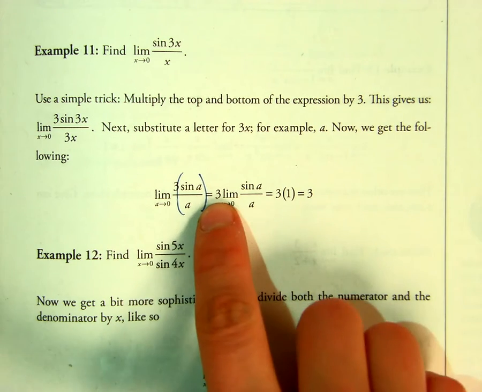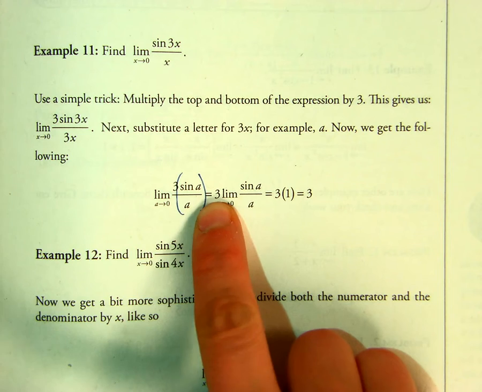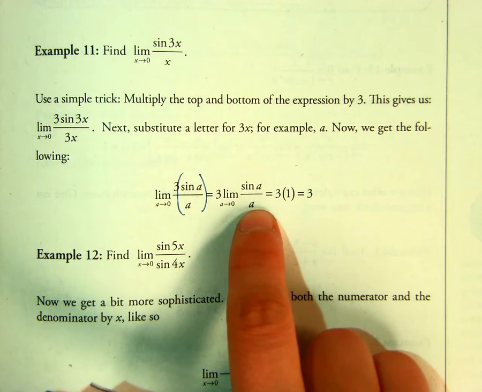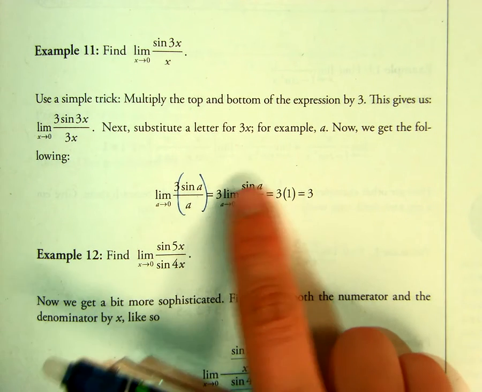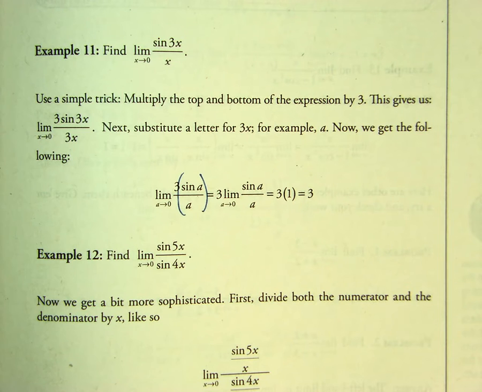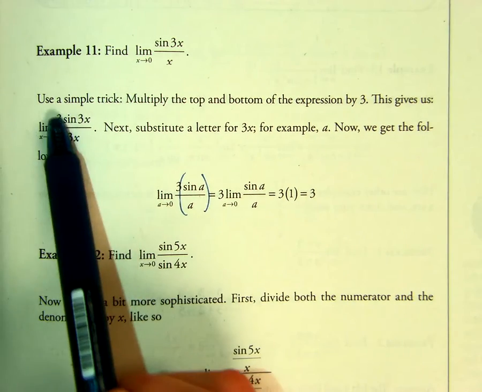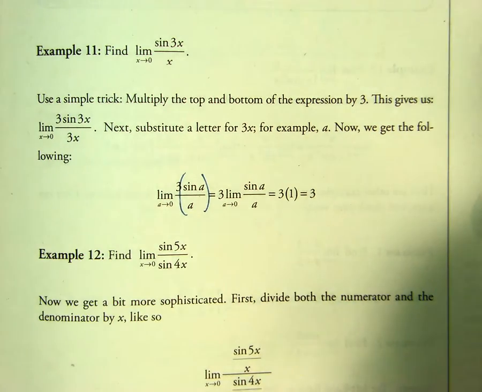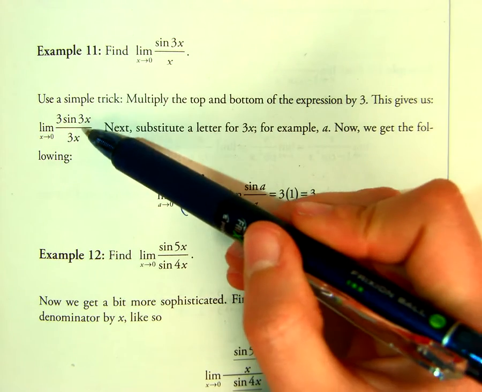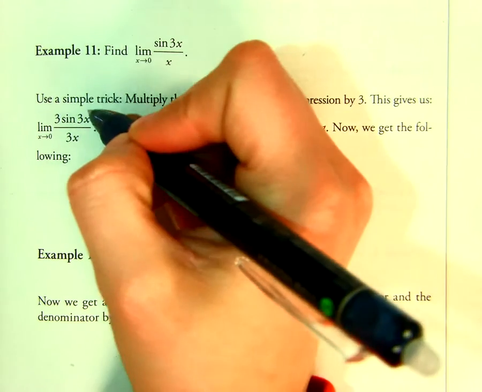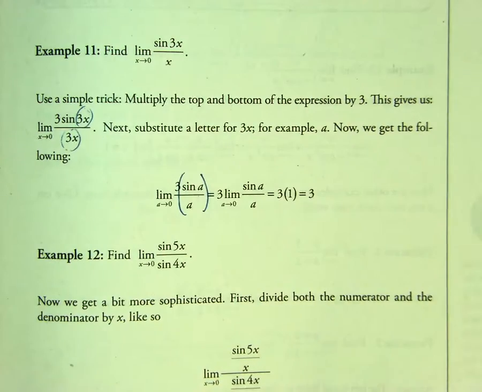So when we plug it in, we can now move that 3 up front. That's a rule we learned earlier. And sine of a over a is 1. So 3 times 1 is now 3, okay? And the way that we did this, it's a simple little trick, right? We multiplied both top and bottom by 3, which could reduce, but then that allows us to say that this is a as well as the denominator is a.